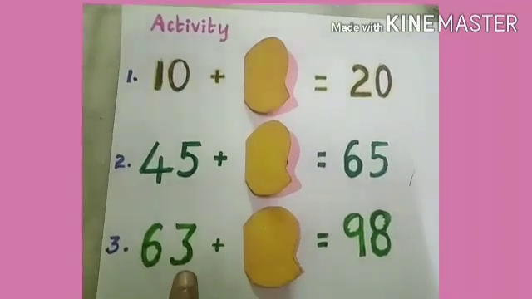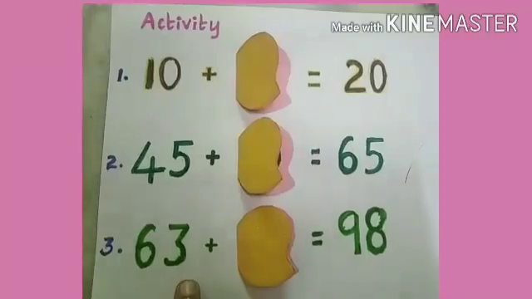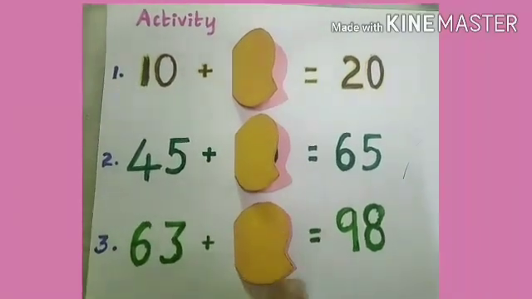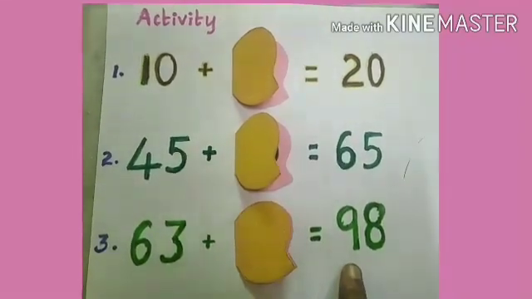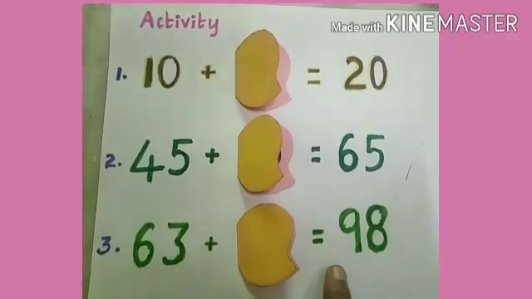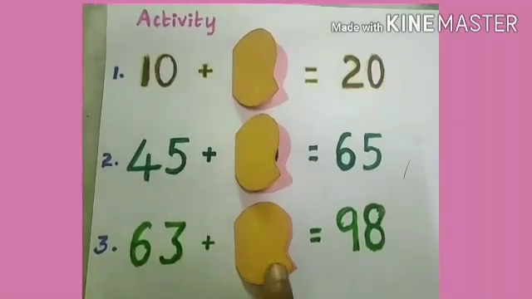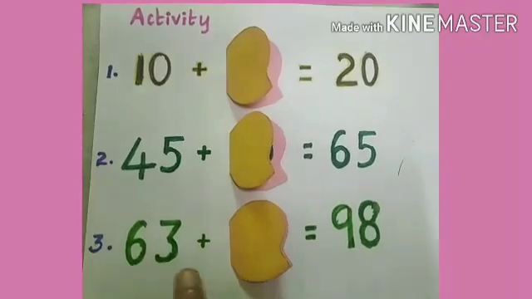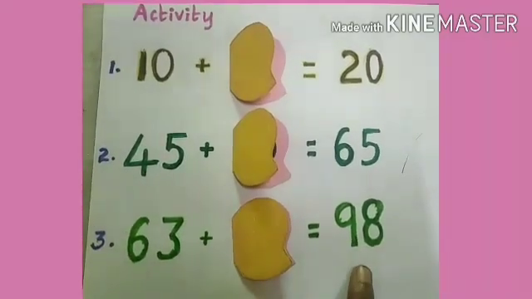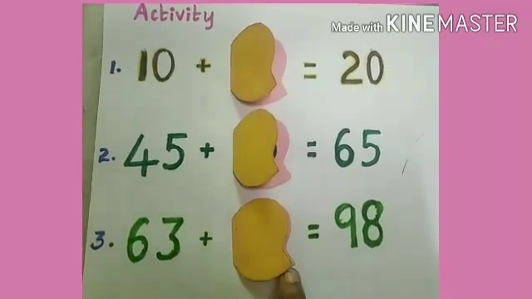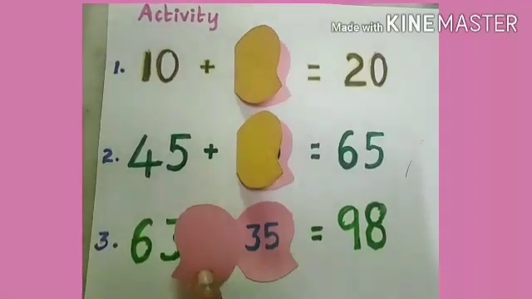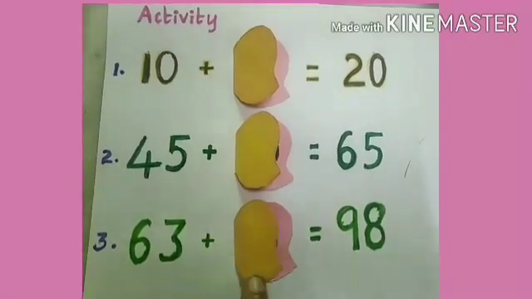Third sum: what should be added to 63 to get 98? How do we find the answer? Yes, subtract 63 from 98, we get the answer is 35. Is it clear, children?